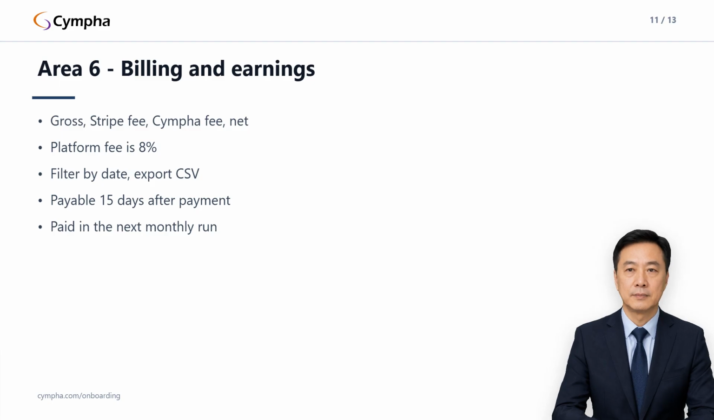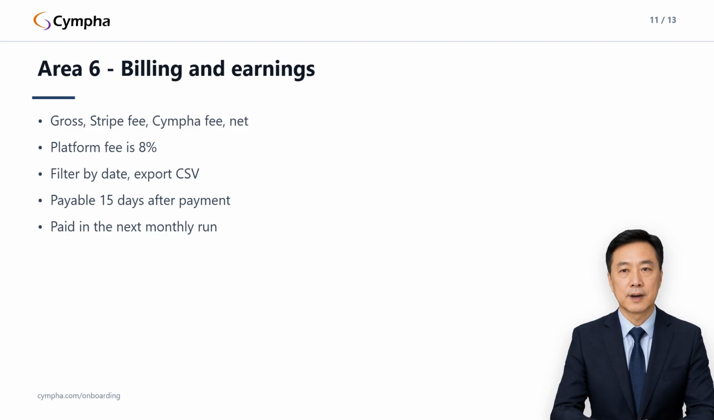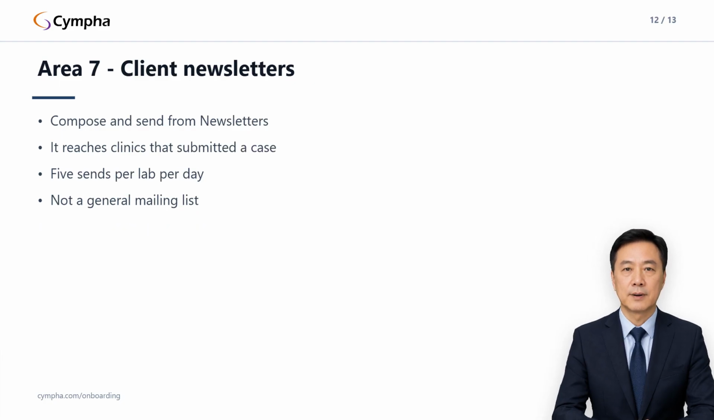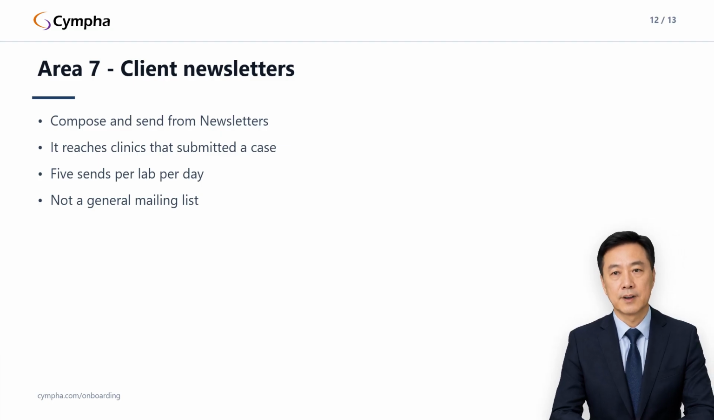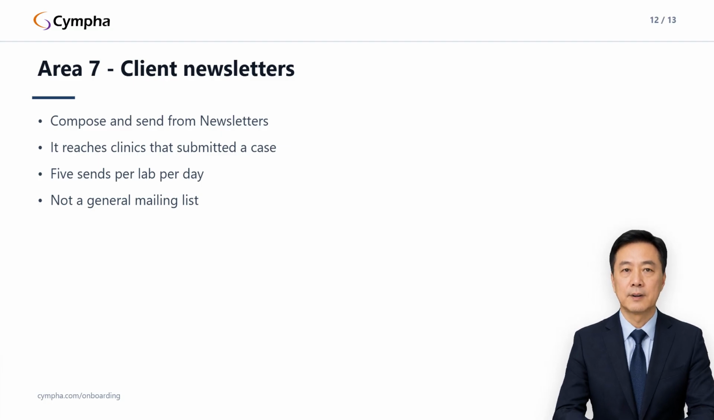The last area is growth rather than administration, which makes it the one most likely to be left undone in a busy month. Newsletters emails the clinics that have actually submitted a case to your lab. That is worth being precise about, because it is not a mailing list of everyone who has ever signed up. A clinic that registered and never sent you anything will not receive it. So this is a channel for deepening relationships you already have, not for winning new ones. The limit is 5 cents per lab per day, so a large announcement needs planning rather than being fired off on the afternoon somebody thinks of it. Pair it with onboarding new clients, who find your lab by the manager email, and the two together are how the lab's client list actually grows.